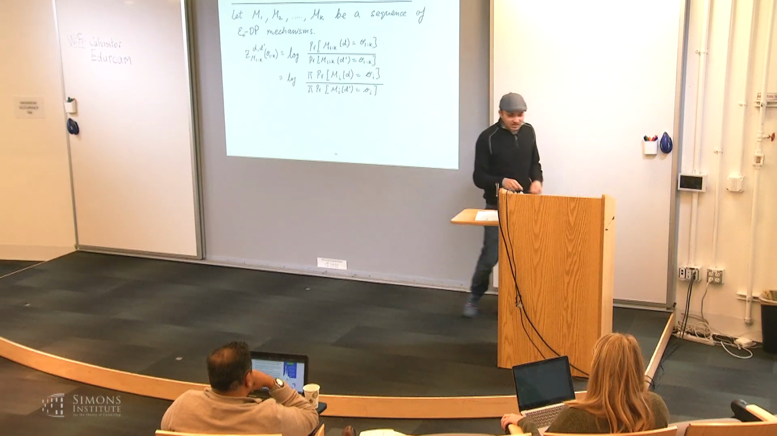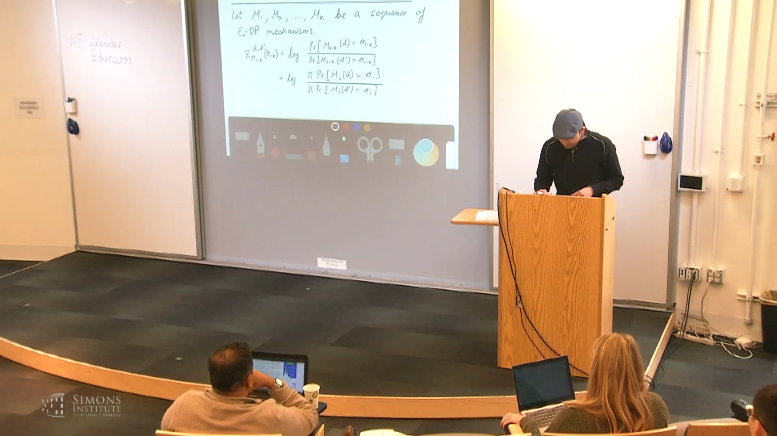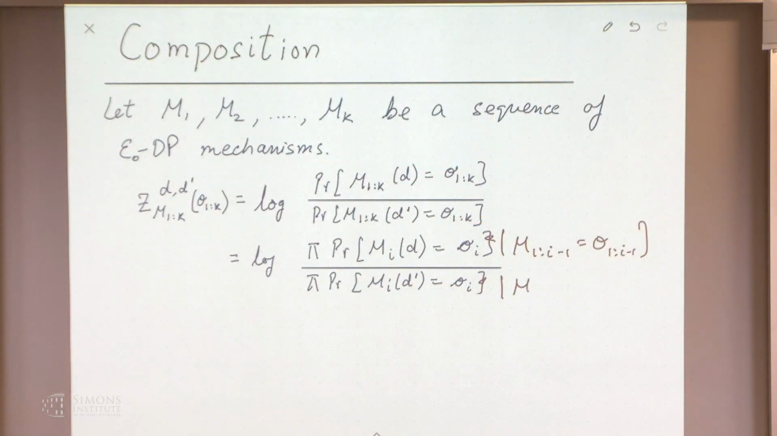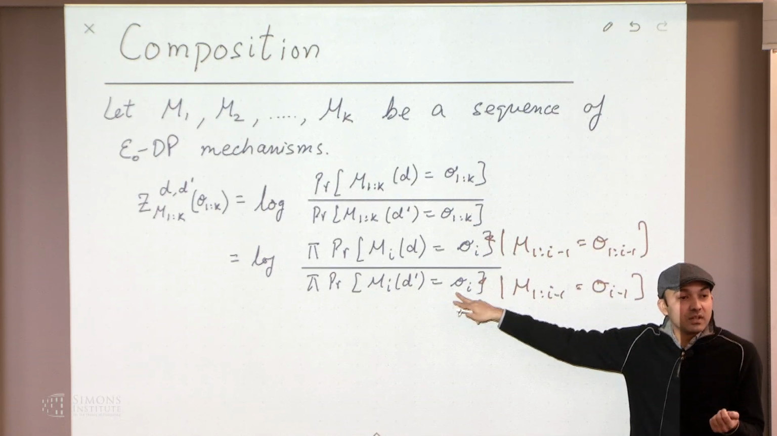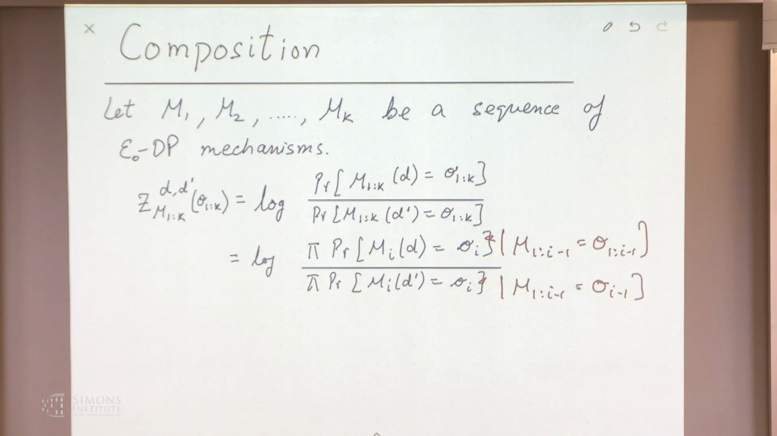If I had to be precise, what I should really say is conditioned on m1 through i minus 1 being equal to o1 through i minus 1. And the property we are using here is that even conditioned on the previous outcomes, I may be running a different mechanism that depends on the previous outcomes, but this ratio for whatever mechanism I choose will be bounded because that mechanism conditioned on the past is still differentially private.